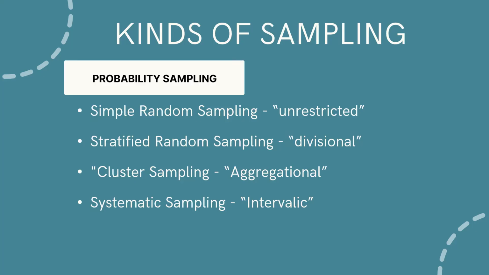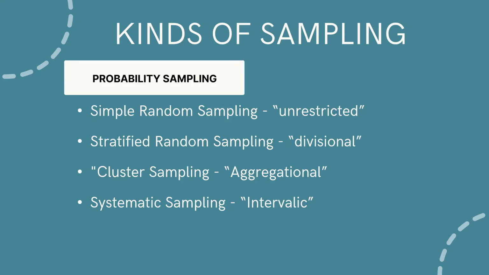Next is what we call stratified random sampling, which is divisional. Why? Because the population is divided into subgroups, or what we call strata, and a random sample is taken from each stratum. Say, for example, your respondents are grade 11 students and you would like to group them according to their electives. From the given electives, you will have proportional respondents for each of the electives.